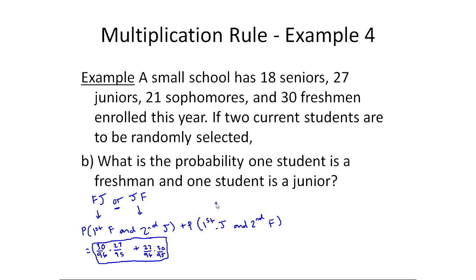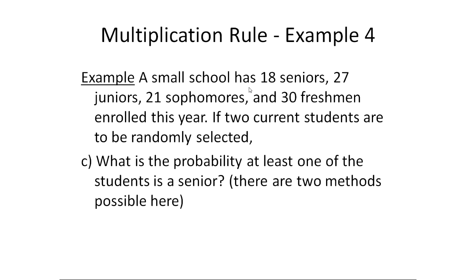So you got to be really careful with these and really analyze what are all the ways that these things could happen. So in the first example, it was a straight multiplication rule type of problem. Here was a multiplication rule problem, but you had that or involved. What else could come up? Well, a common question is something about at least one, at least one. And whenever I see at least one, I happen to think of the complement.